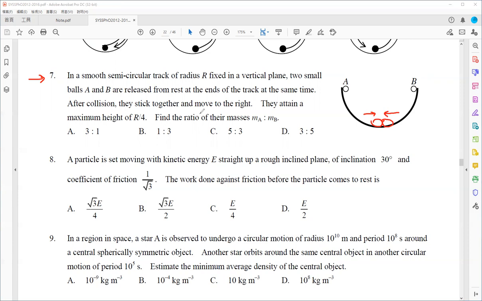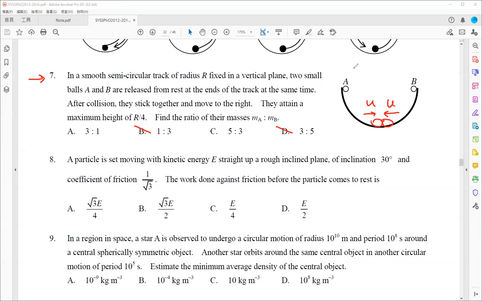They stick together and move to the right. So I think it's very obvious the mass of A is larger than the mass of B. So of course D and B are not the answer. Okay, very obviously. So first of all, let's find the speed when they collide.